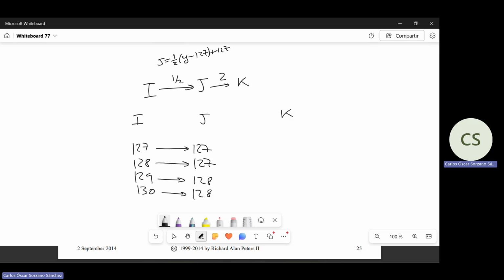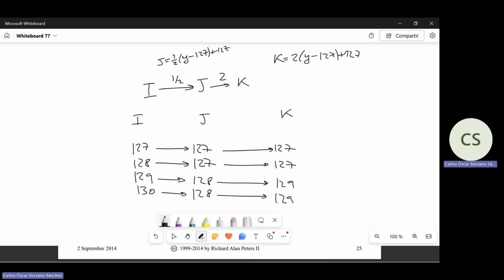What happens with K? K is the same equation there, but now multiplied by 2. So 127 will also go to 127. What about this 127? Goes to 127. What about this one? The difference is 1. You multiply by 2, and you add 127. So this goes to 129. And this goes again to 129. Now you see the holes. There is no way in this operation I can get 128.